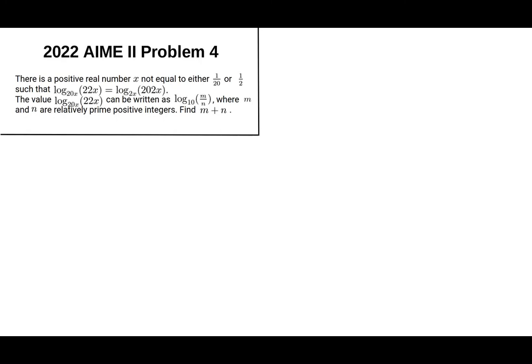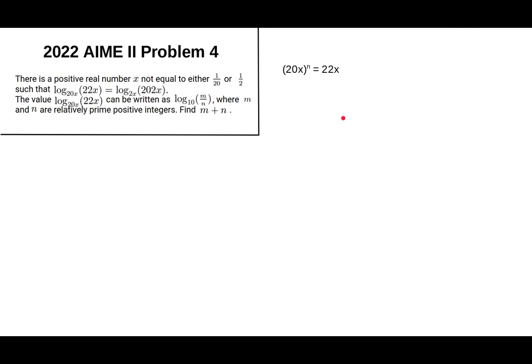There is a positive real number x not equal to either 1/20 or 1/2, such that log_{20x}(22x) is equivalent to log_{2x}(202x). The value log_{20x}(22x) can be written as log(m/n), where m and n are relatively prime positive integers. Find m plus n.